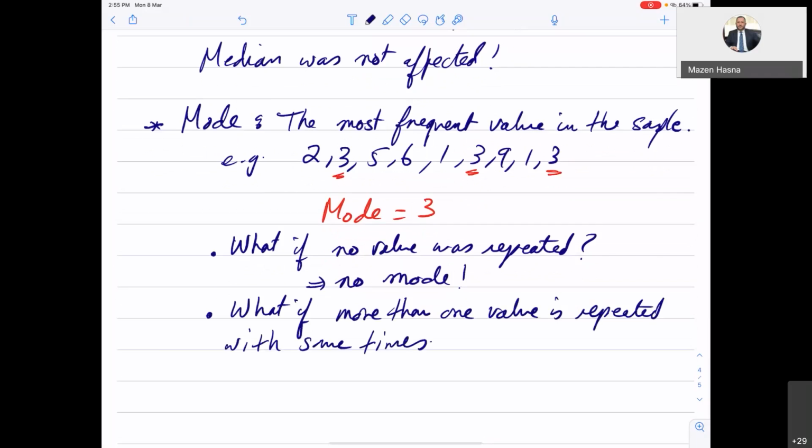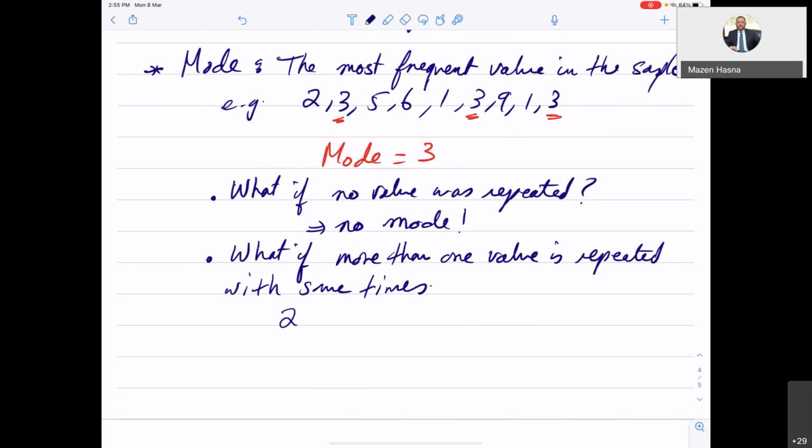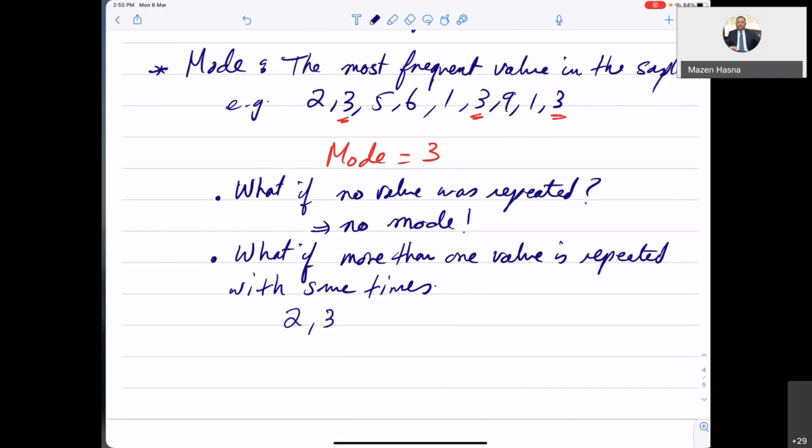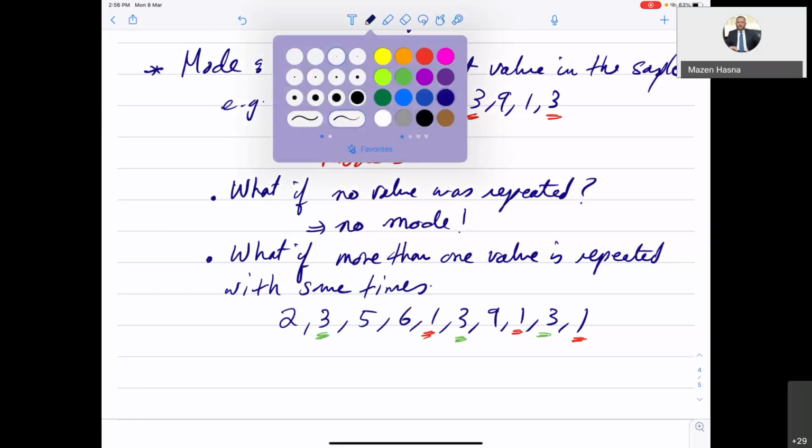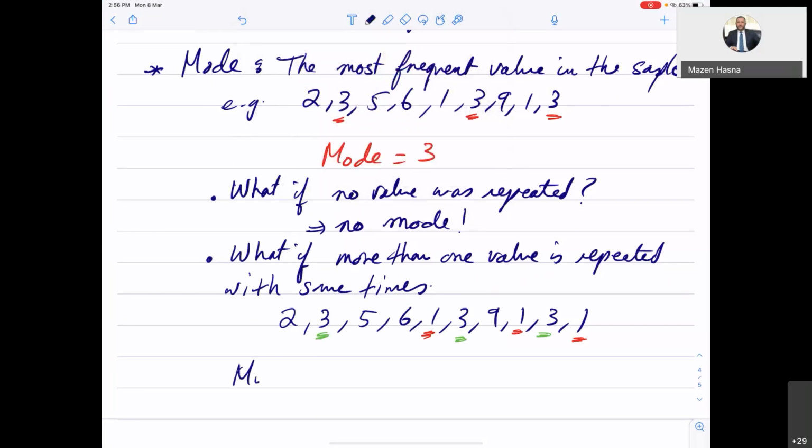For example, if in the above example I have 2, 3, 5, 6, 1, 3, 9, 1, 3, 1. As you can see, we have one also. I have 3 ones and I have 3 threes. So here we have multiple modes: one and three.